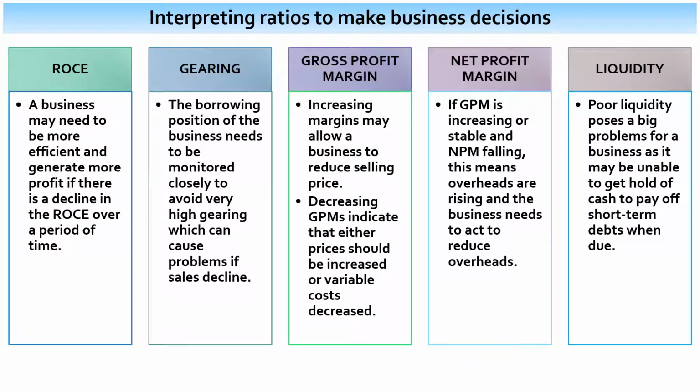Liquidity, we're very interested in the current ratio and the acid test ratio because poor liquidity poses a big, perhaps the biggest short-term problem for a business, and that's we can't get a hold of enough cash to pay our debts and risk insolvency and possibly the failure of the business.